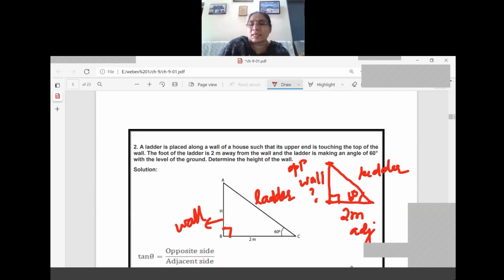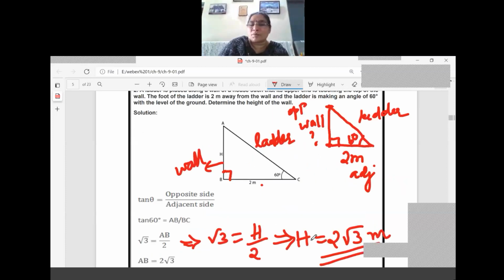So what is the case here? Angle of elevation is required. Angle of elevation means the horizontal is required, that is 2 meter, and the line of sight here is the ladder only. So with the ladder and the horizontal distance, that is making an angle of 60 degree only. So the height of the wall we can calculate by using tan 60. I think you got some idea how to do the questions.